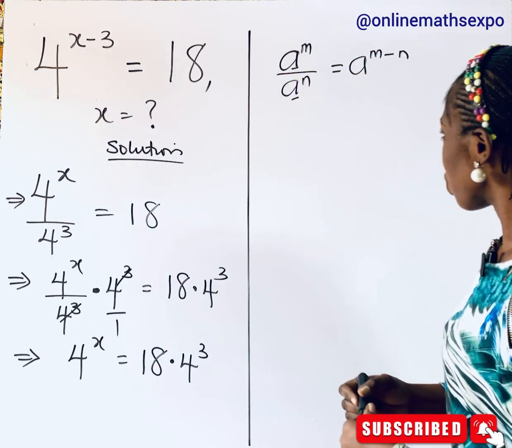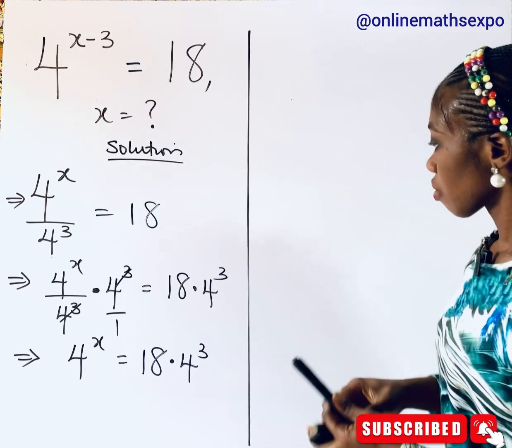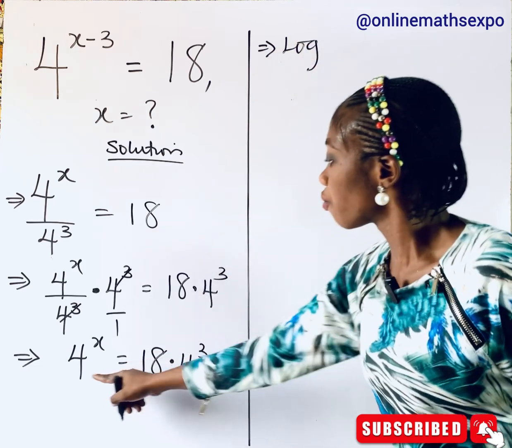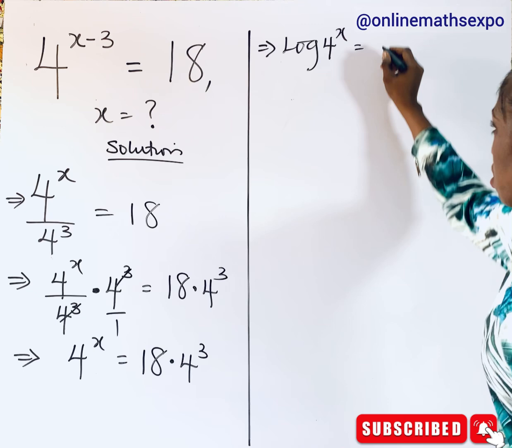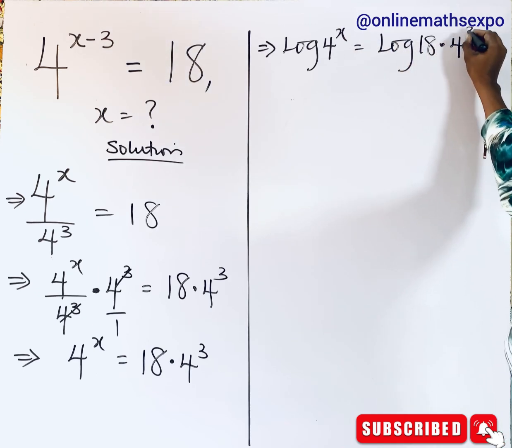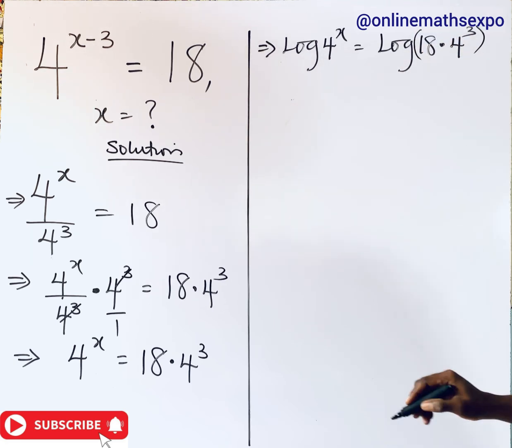So in that case, what do we do? We're going to have it that log of 4 to the power of x is equal to log of 18 multiplied by 4 to the power of 3. Remember, these two are together. So what do you do again?